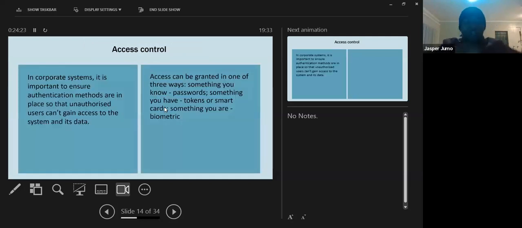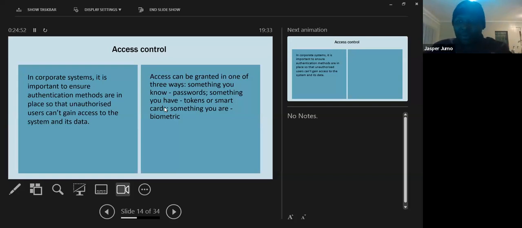So in corporate systems, it is important to ensure authentication methods are in place so that unauthorized users can't gain access to the system or its data, right? Access can be granted in one of three ways: something that you know, which is a password; something that you have, which is a token or a smart card; or something that you are, which is biometric.